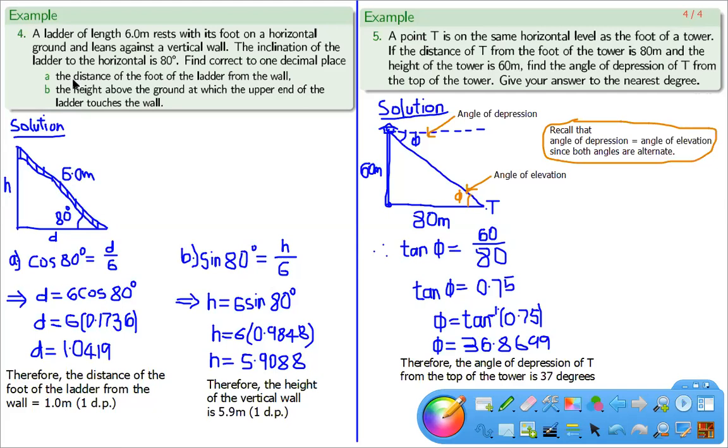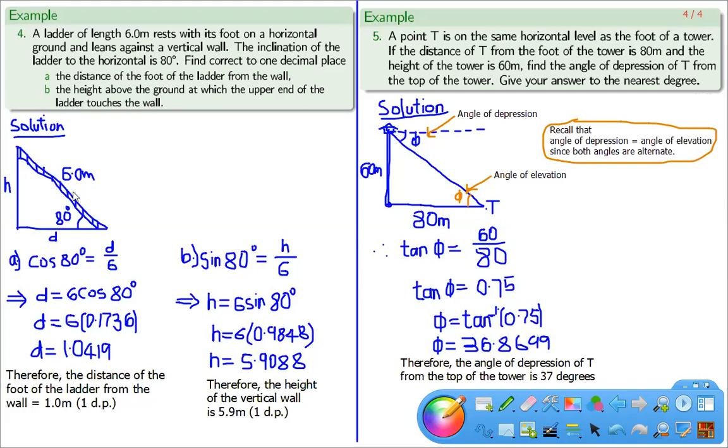The first part says calculate the distance of the foot of the ladder from the wall. So that is D. And D in this case is the adjacent side of the right angle triangle formed when the ladder inclines the vertical wall. So D is adjacent, while the ladder itself is the hypotenuse of the right angle triangle.